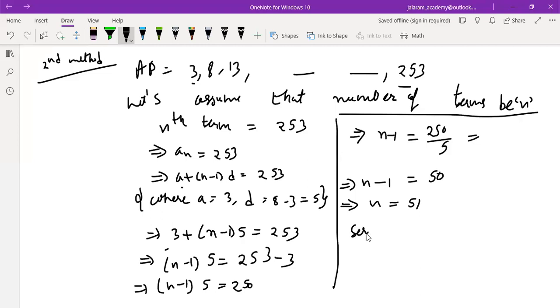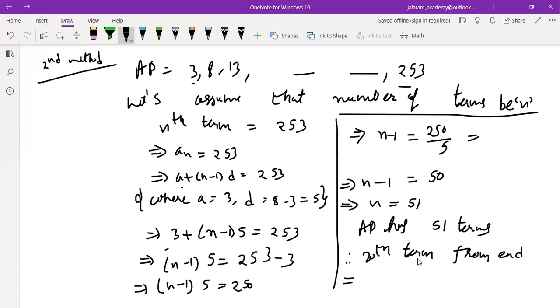Means the sequence, or we can directly write the AP, has how many terms? 51 terms. Therefore, the 20th term from the end is equal to what? Total number of terms minus 20 plus 1, that is 51 minus 20 plus 1.